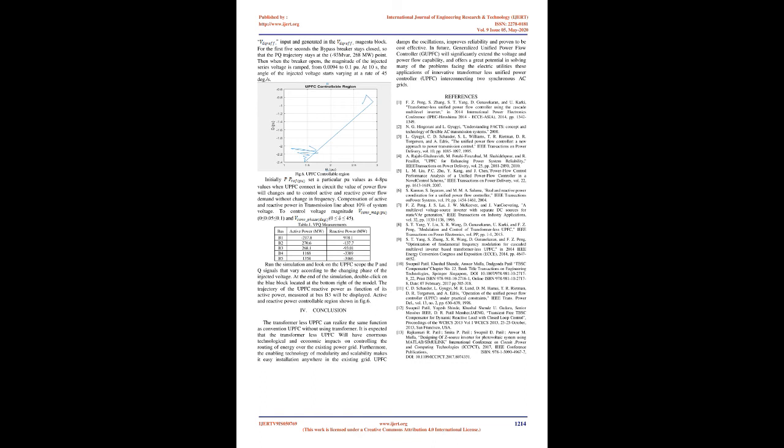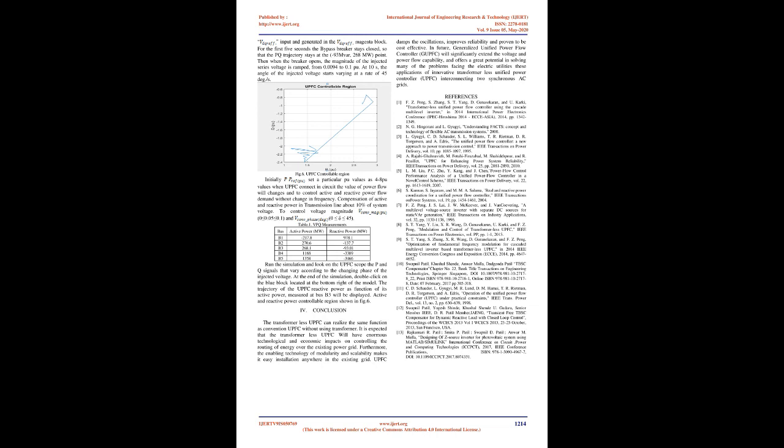Fig.6 UPFC controllable region. Initially, set particular pu values as 4-8 pu values. When the UPFC is connected in the circuit the value of power flow will change, and to control active and reactive power flow demand without change in frequency. Compensation of active and reactive power in transmission line about 10% of system voltage, to control voltage magnitude. Run the simulation and look on the UPFC scope the P and Q signals that vary according to the changing phase of the injected voltage.